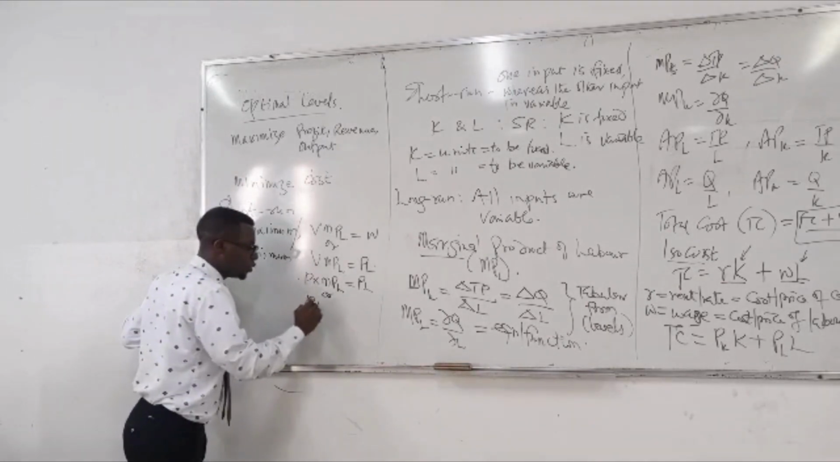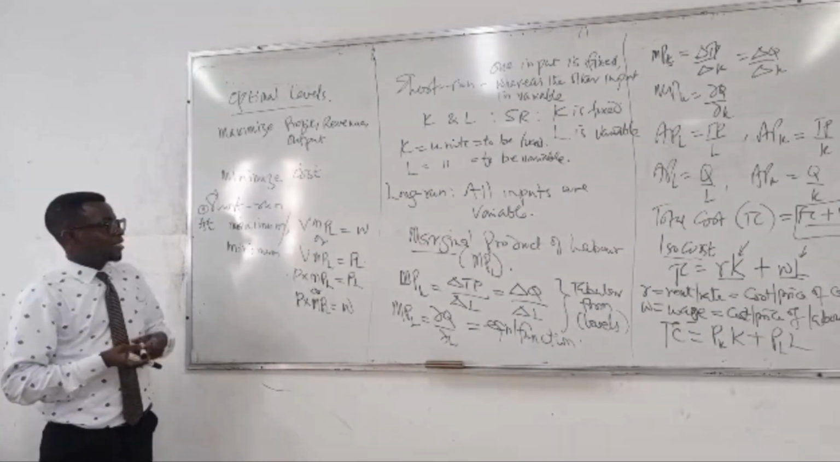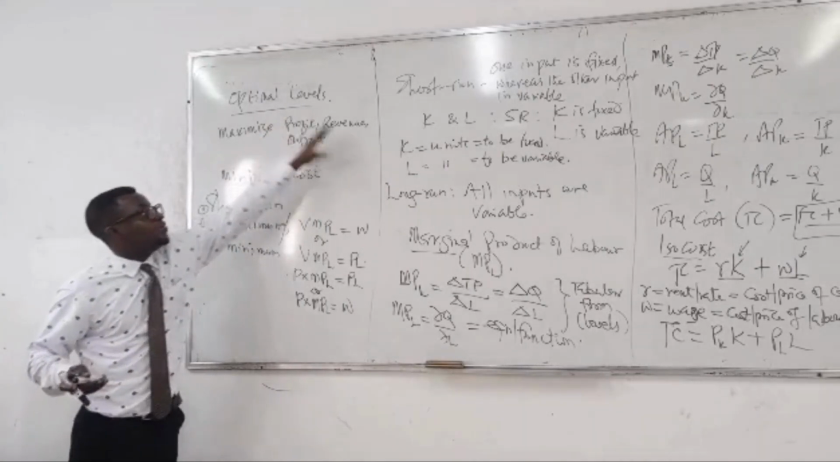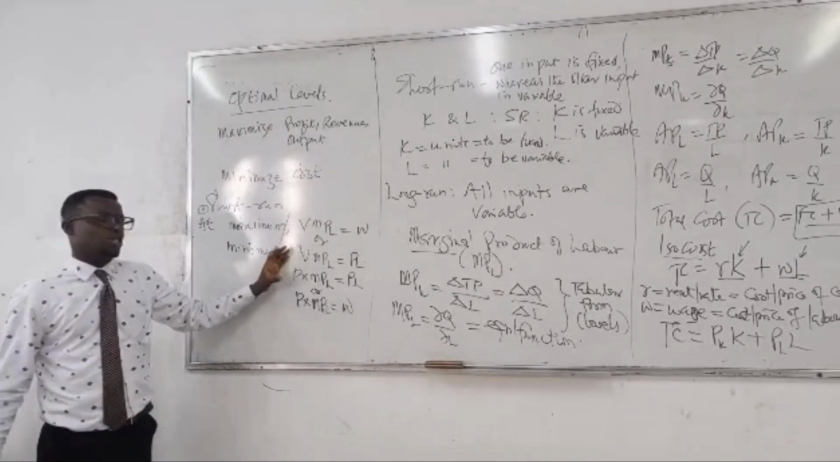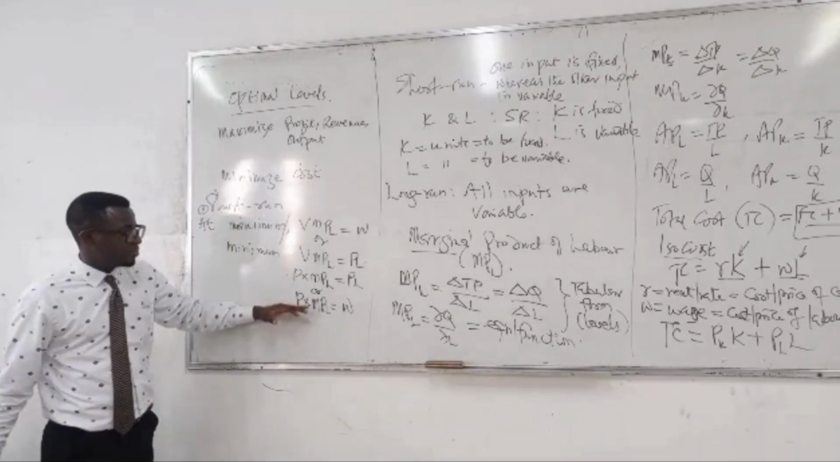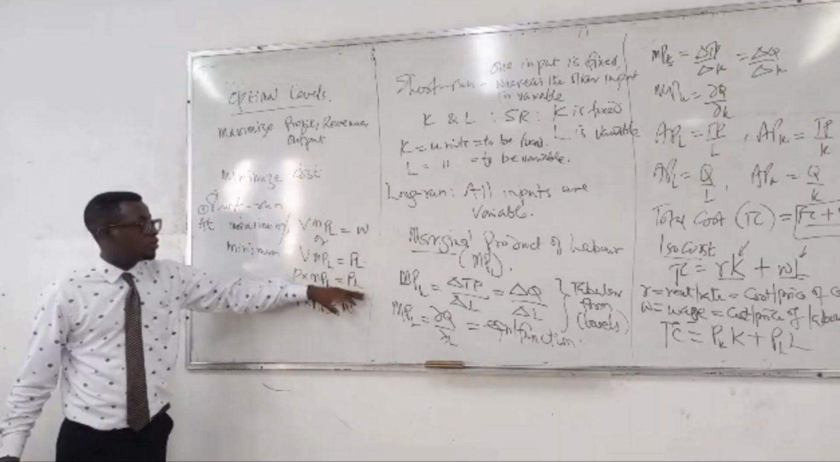Value times the MPL is equal to what? The wage. So at the maximum, or at the optimal level, it's a maximum profit, revenue, or output. This is the first thing you have to deal with when the production is in the short run. Right? So the price times the MPL equals the wage, or the price times the MPL equals the PL. That is what we go with.